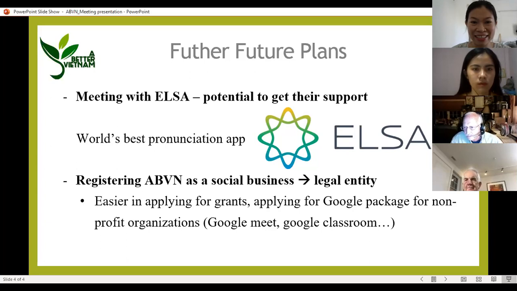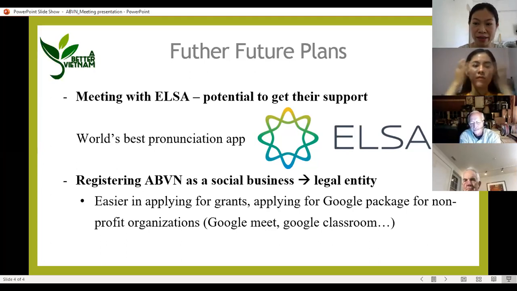Okay, and lastly, it is for the future plan. I think we will register Better Vietnam as a social business, so it can become a legal entity. Because when we look for grants, they always just support the legal entity, I mean the registered organization, but at the moment we are just a social project. So in the future we will register it as a social business.